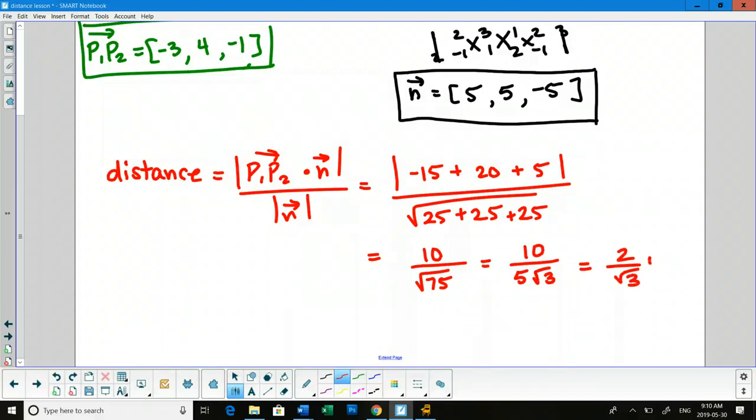So if you happen to take the route where you reduce the normal, you should see here that you get the same answer that we got. Don't you not like those in the bottom though? Yeah, so we can write this as 2 root 3 over 3 as a final, but I won't be too picky about that right now.